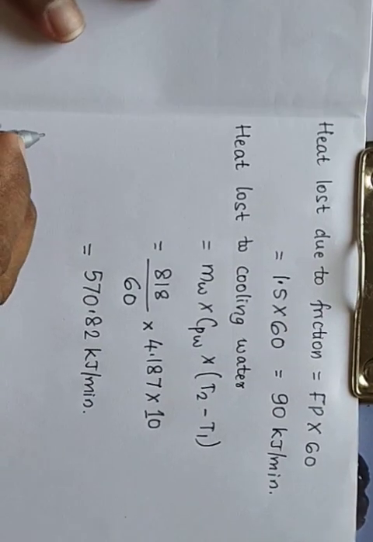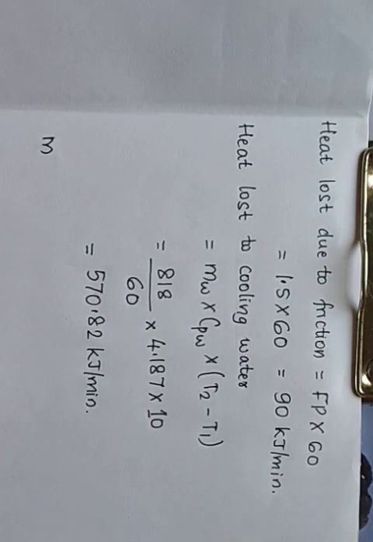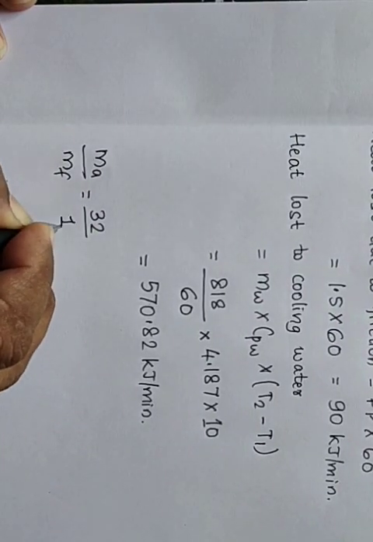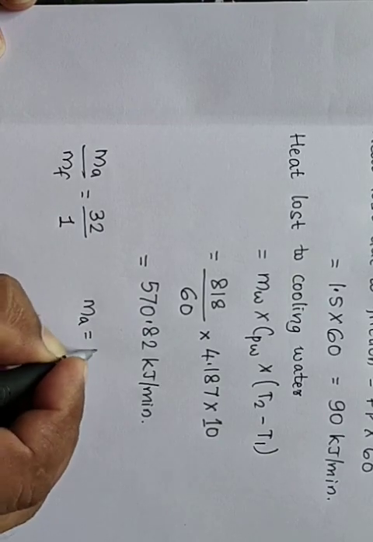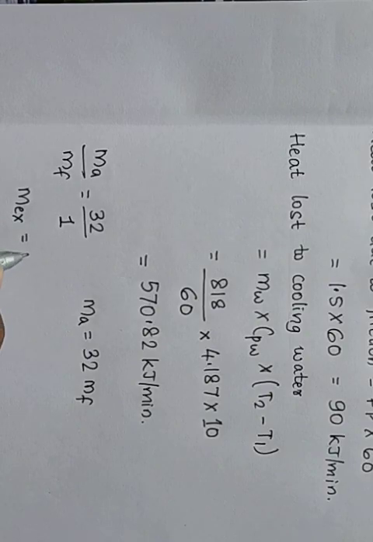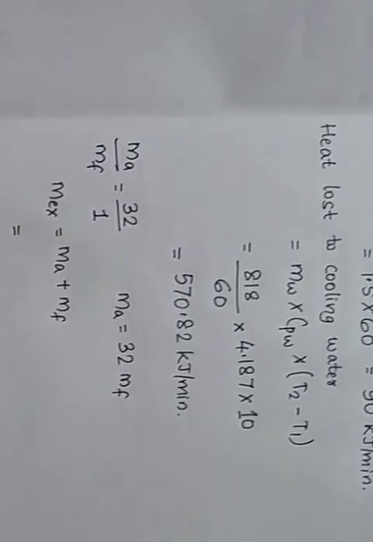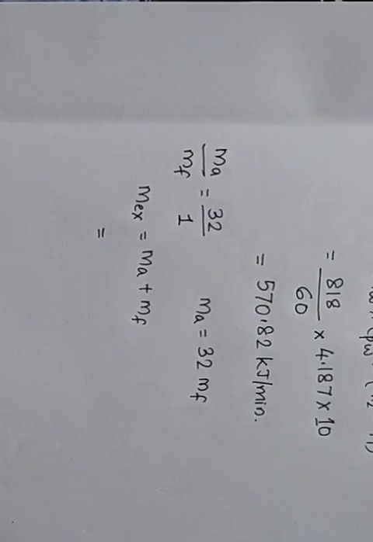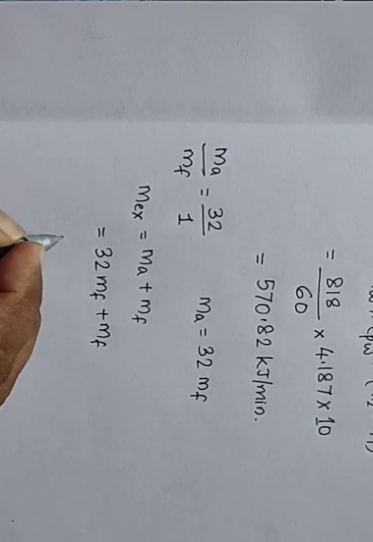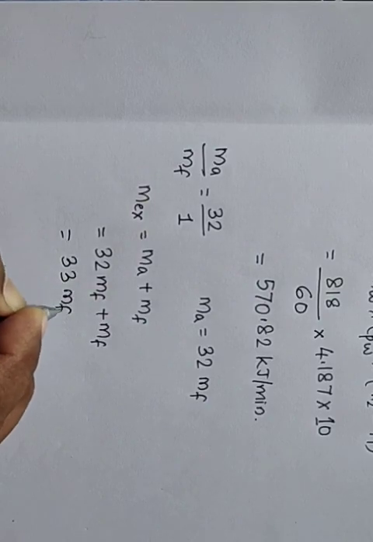Then he has given us the air fuel ratio, that is mass of air by mass of fuel. It is 32:1. That is, mass of air will be equal to 32 times mass of fuel. Then mass of exhaust gas will be equal to mass of air plus mass of fuel. That is, 32 times the mass of fuel plus mass of fuel. So you will get the answer as 33 into mass of fuel.